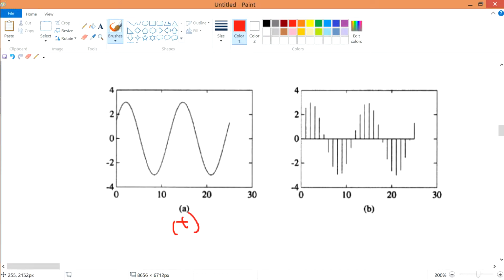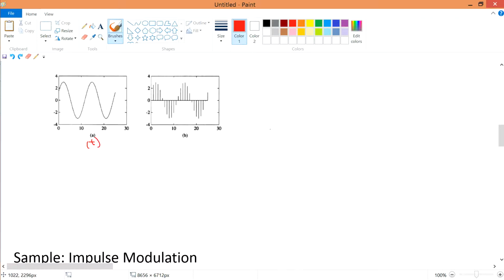So when you take different points to sample, these are all the points over here. Impulse modulation is just taking an impulse at this point, and then another impulse at this point, and another impulse at this point. So therefore you have so many lines over here. That's what I meant just now.